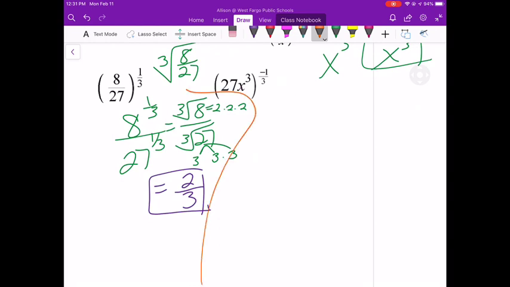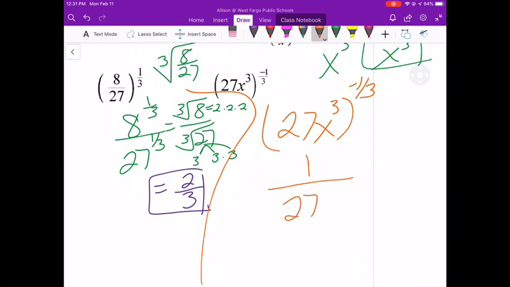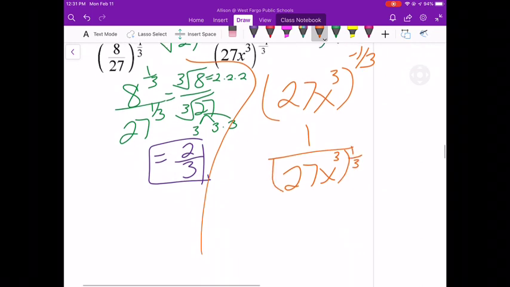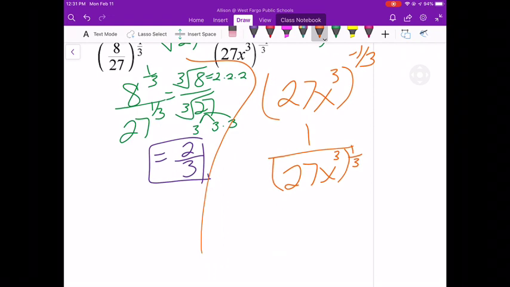Just block that off here. 27x to the 3rd raised to the -1/3 power. We can't have this negative root here, so we'll make that positive by moving it to the denominator, taking the reciprocal. Now we can simplify this by distributing this exponent, so you get 27 to the 1/3, and that'd be x to the 1st, because you do multiply the exponents, power to a power.